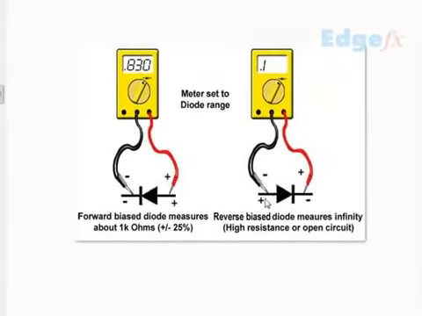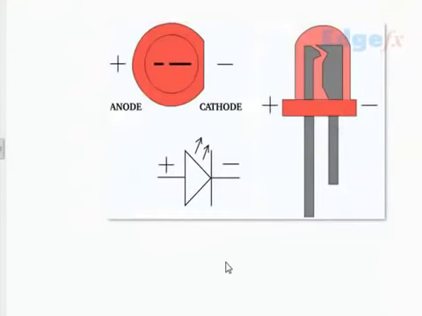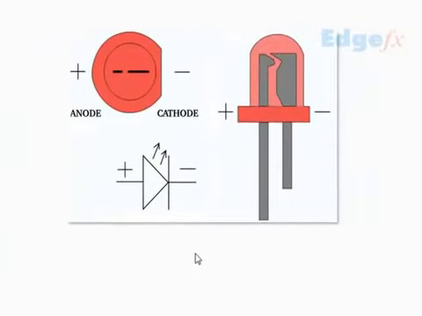That means red one here, black one here. If it is an LED, the LED will not glow. So that is how we got to check the LED for its working condition. If it doesn't glow in either condition, it doesn't show any reading, meaning that the LED is defective.